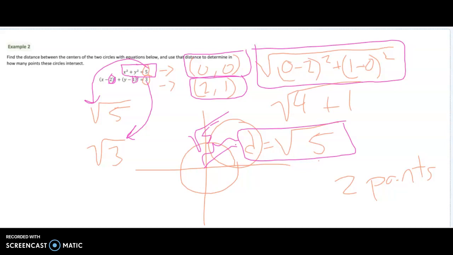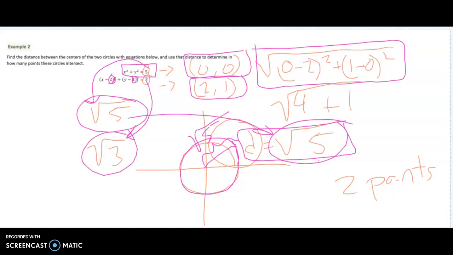Well, if the distance, I didn't draw that one exactly right. The radius of one of them is the square root of 5, and it should actually touch the center of the other one because it has the same radius. The distance between the centers and the radius there are exactly the same. So it should touch the very center of it. And then the other one is the square root of 3, and so therefore I know that it's going to touch in 2 places.